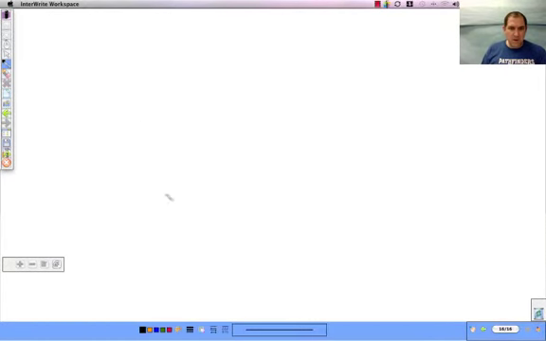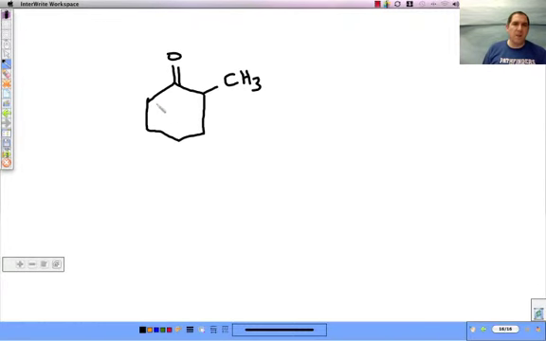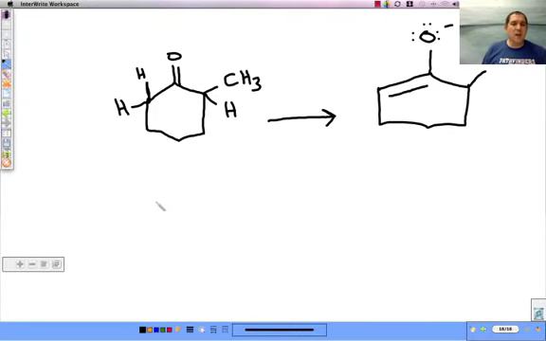Let's draw our compound out. It'll be easier to see this way. Okay, so here's our starting material. We have a CH3 over here. In the future, I'm just going to represent that by a line. And then we have H's over here and also over here. And we said if we want to form the kinetic enolate, which looks like this, then we use excess LDA.